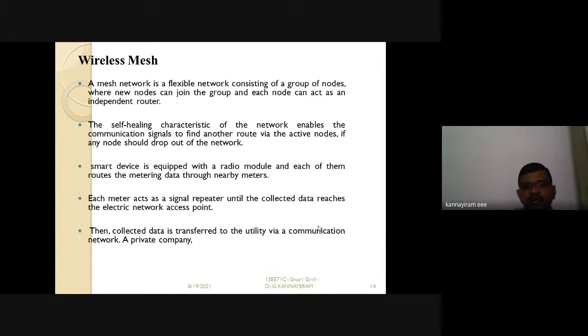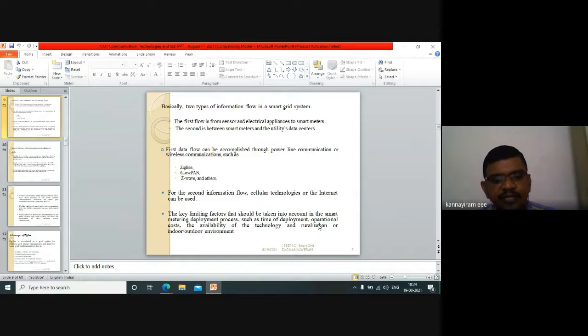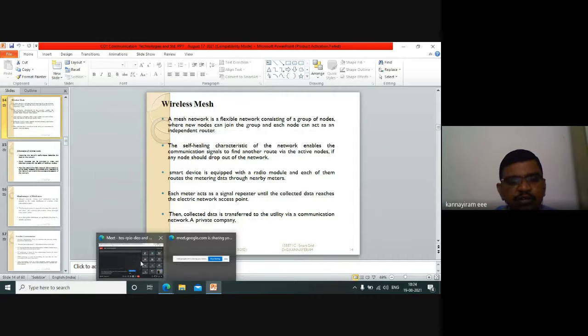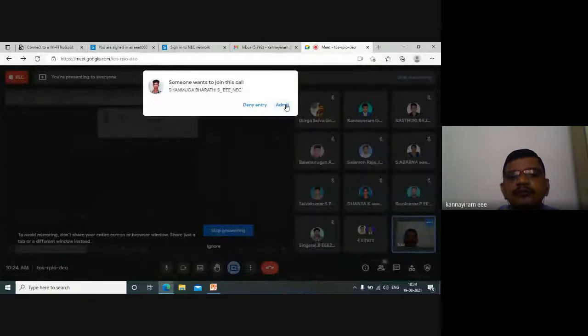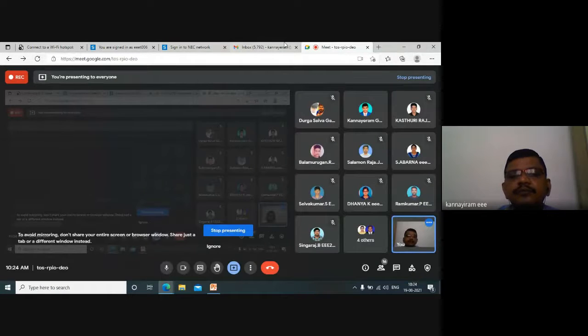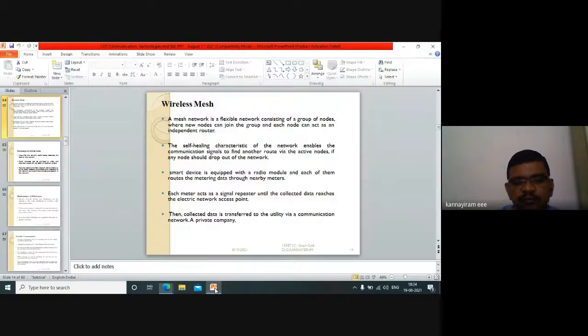Here some smart devices can be equipped with a radio module. Each of them routes the smart metering data to the nearby smart meter. Each smart meter can act as a signal repeater, and the collected data can reach the electrical network access point. The collected data can be transferred to the utility via the communication network, which is a private company communication network.